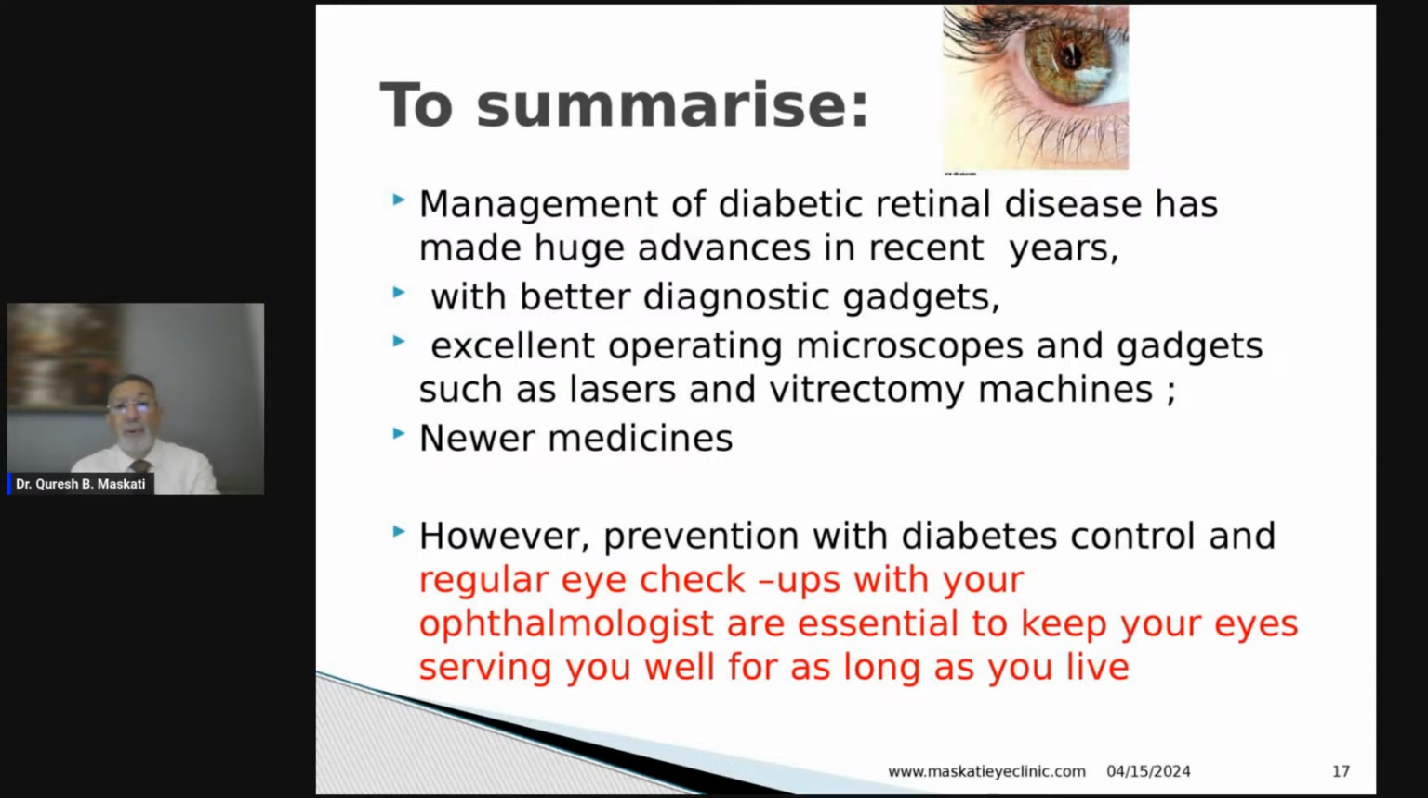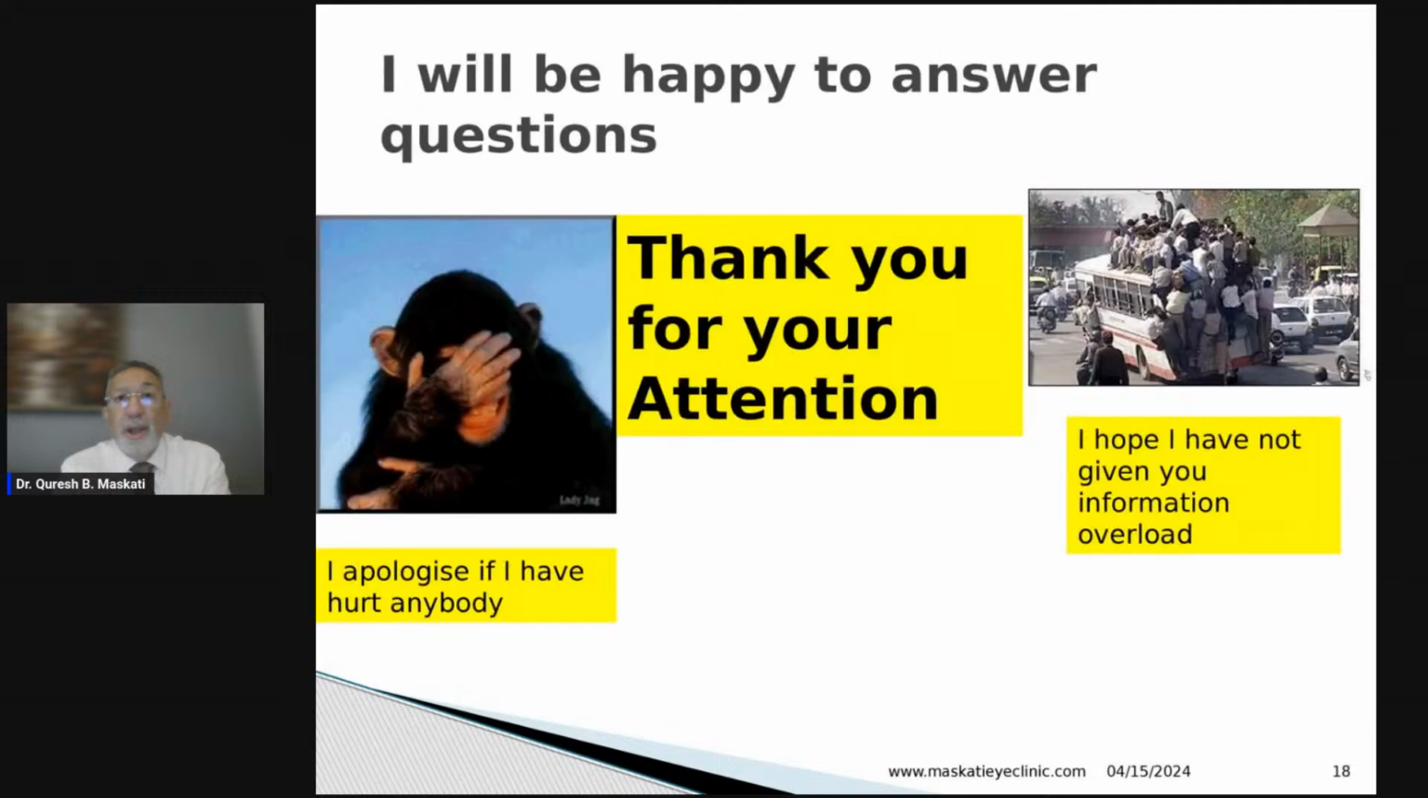However, the most important thing is prevention with diabetes control, and regular eye checkups with your ophthalmologist are essential to keep your eyes serving you well for as long as you live.